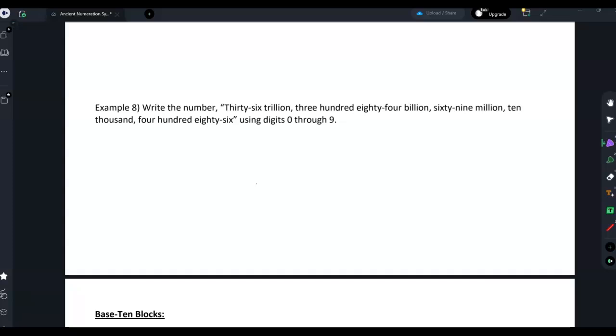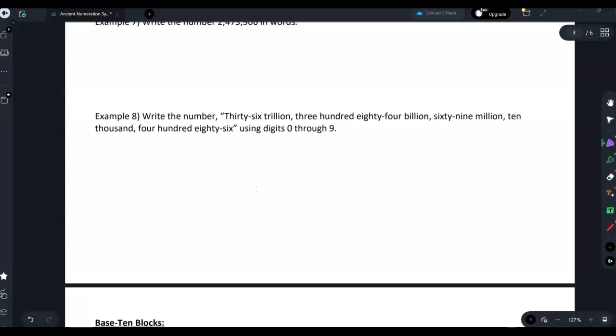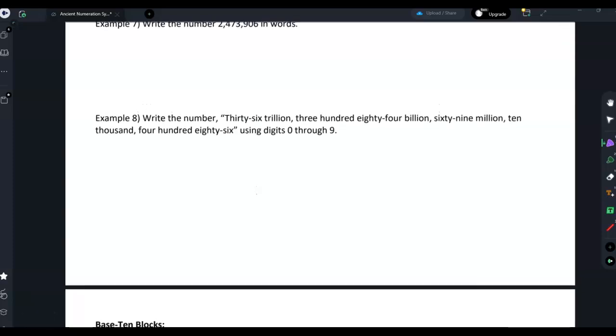So one more example. We have this number 36,384,069,010,486, and we want to write this using the digits 0 through 9. So 36 trillion, I could just write 36 and then put a comma. 384 billion, so that would be 384. And I'm just going to make sure that this ends up landing in the billions place. Then we have 69 million. So that would be 069.